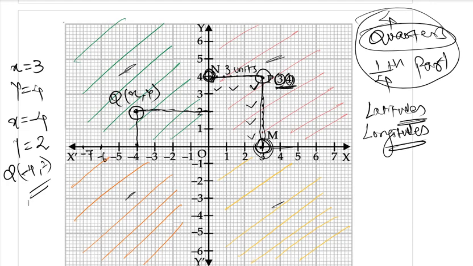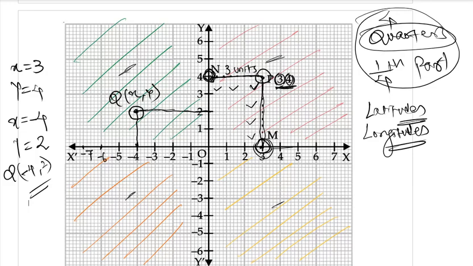What are coordinates? The answer is coordinates are numbers which specify the distance of a point from x-axis and y-axis. How many types of coordinates are there? There are two types of coordinates, x coordinate and y coordinate.